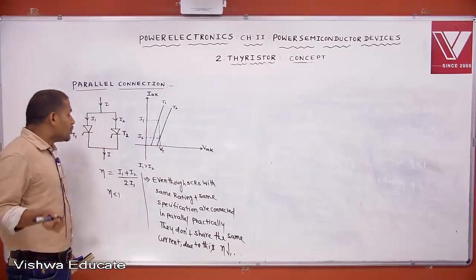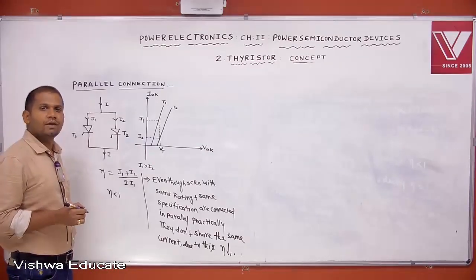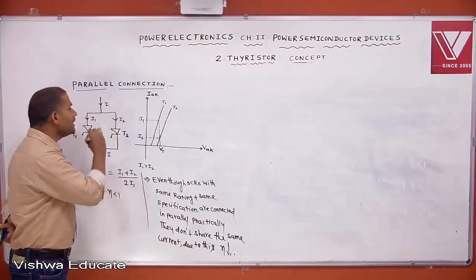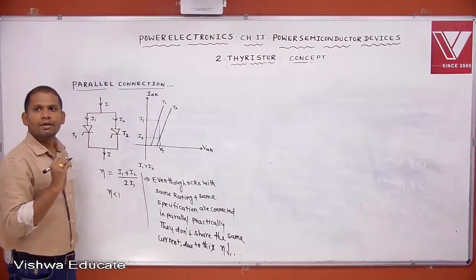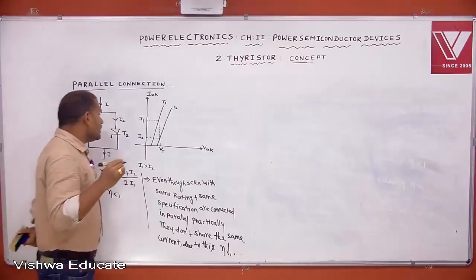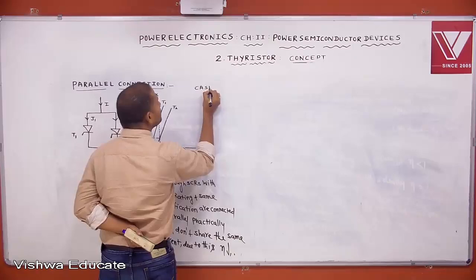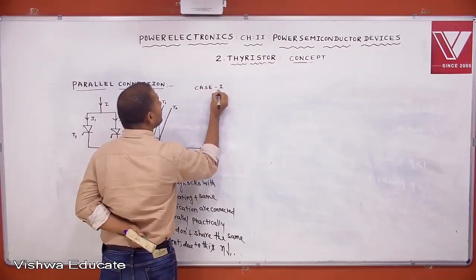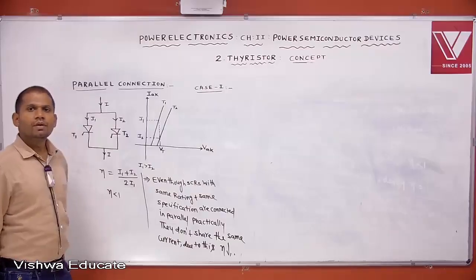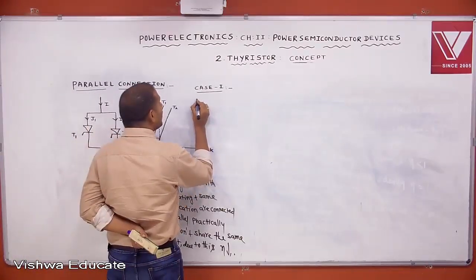Now we want to improve the string efficiency. Then how to improve the string efficiency? This concept I want to discuss in different cases. I will start with case 1. In parallel connection, case 1 is unequal current sharing.